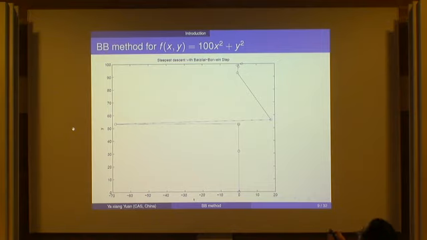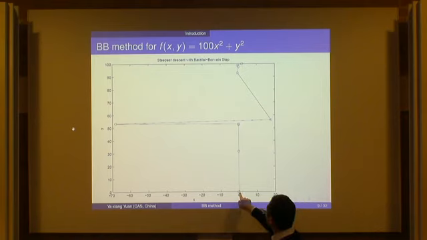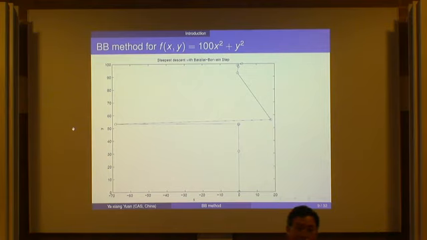after 1, 2, 3, 4, 5, 6, 7, 8, 9, after 9 iterations, you will find the exact minimizer. So it's amazingly faster. And this is only for a 2-dimensional problem, but even when applied to higher-dimensional problems, we also observe that the BB method behaves very, very well.